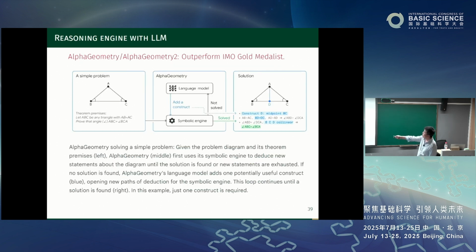Conversely, if you have a reasoning engine with the help of a large language model, you can also do better. This one, AlphaGeometry and AlphaGeometry 2, you must have heard about it, right? It outperforms the IMO gold medalist. The method is quite simple. You have a reasoning engine. The problem is to solve plane geometry problems at the IMO level.